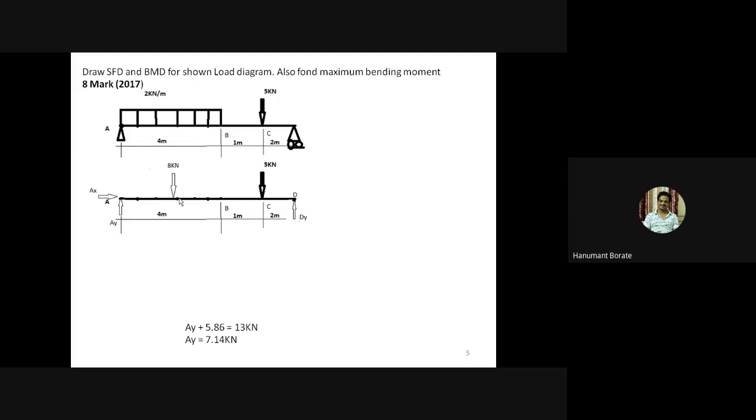Also while drawing the SF and bending moment diagram. Then use the equilibrium conditions to find the reactions. Summation Fx equal to 0, so Ax equal to 0. Then use the second equilibrium condition, summation Fy equal to 0. Ay plus Dy equal to minus 5 minus 8 kilonewton. So in this way we get the second equation, that is Ay plus Dy equal to 13 kilonewton.